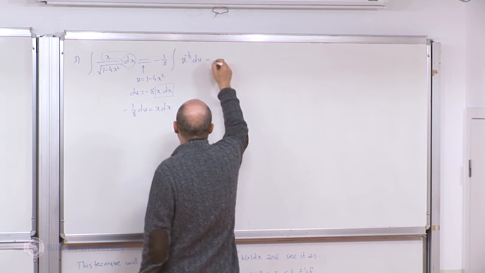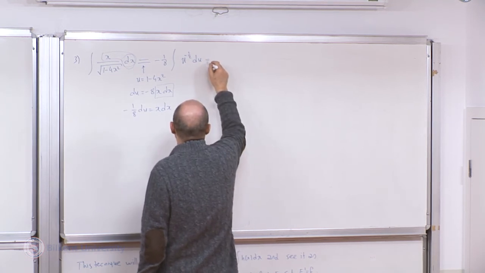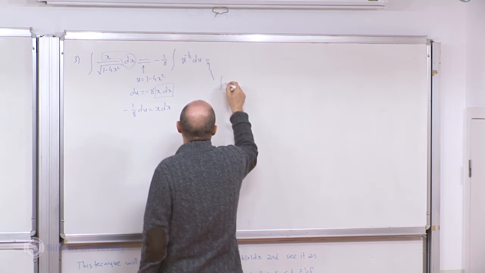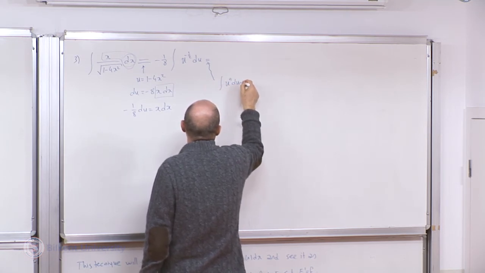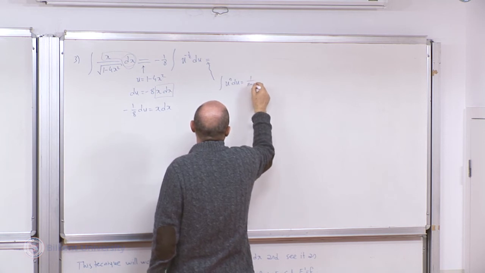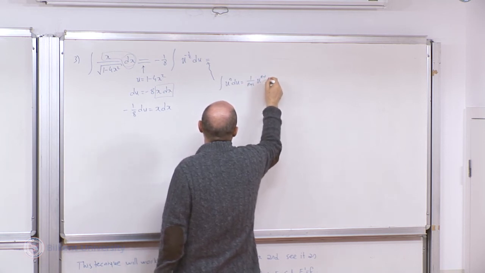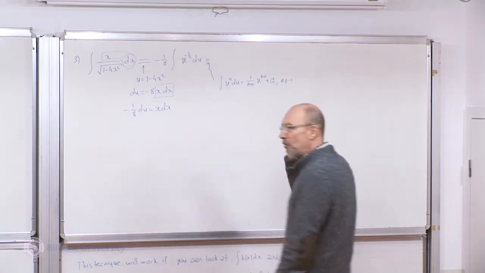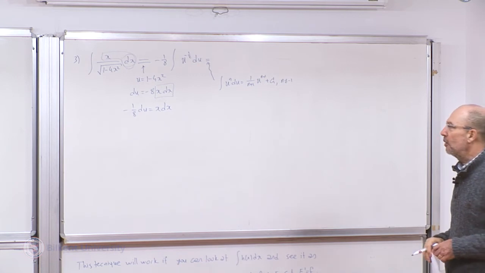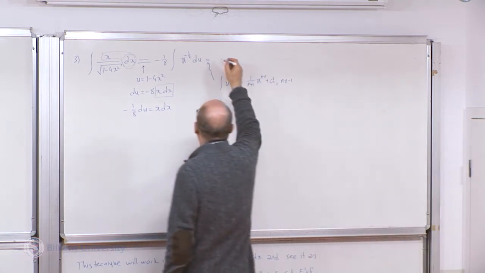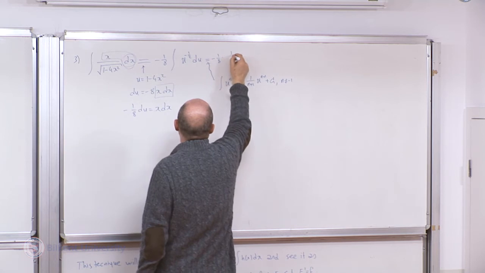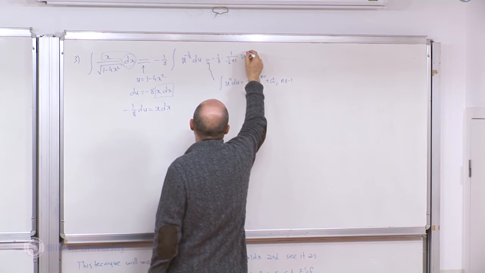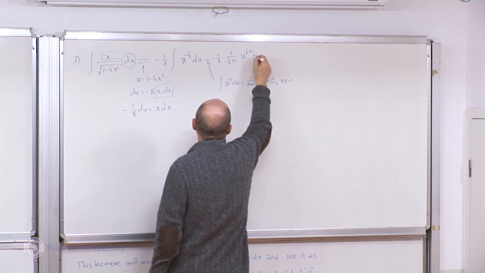Let me remind you what we are using here. The integral of u to the power n du is 1 over n plus 1 times u to the n plus 1, plus c, when n is different than minus 1. Otherwise, we'll get a logarithm, and we'll do that later. So we play with this: minus 1 over 8, times 1 over minus 1 over 2 plus 1, u to the power minus 1 over 2 plus 1, plus c.